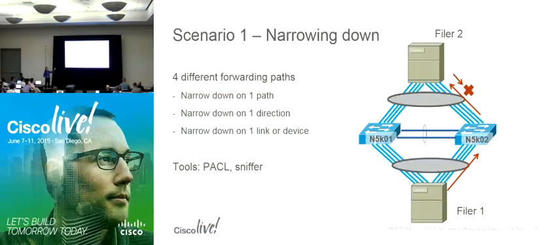Coming back on filer 2, they were seeing 21 being sent by filer 2. But on 5K2, I don't get 21, I get 17. So at this point, I've narrowed down to a particular path, a particular direction, and a single link.